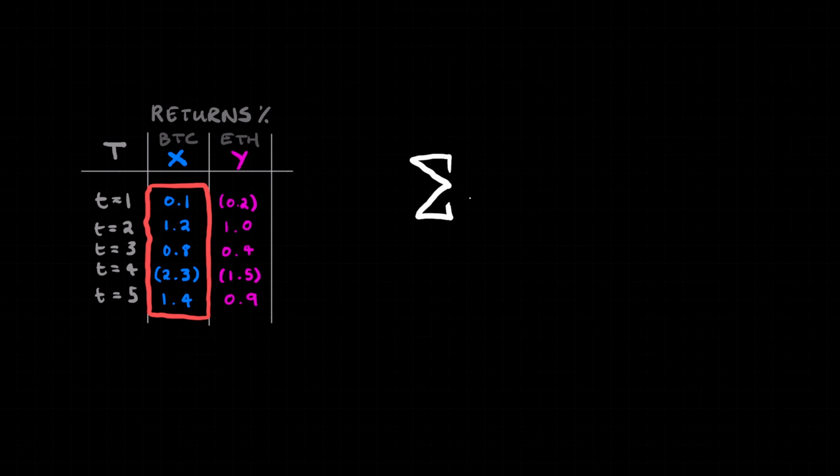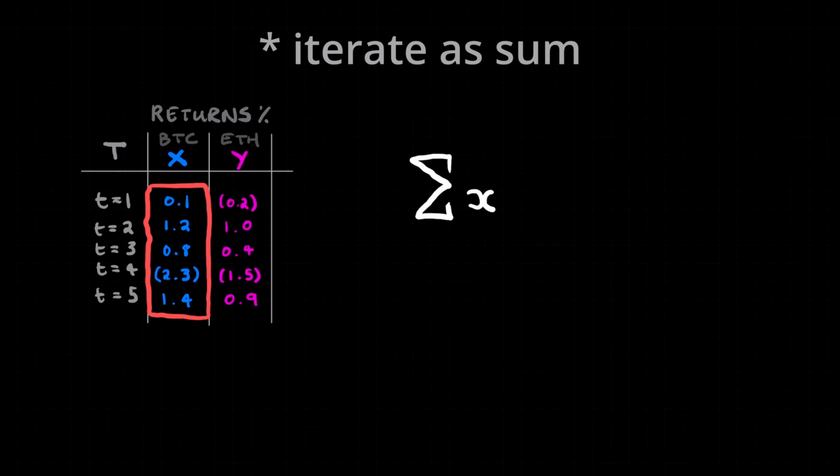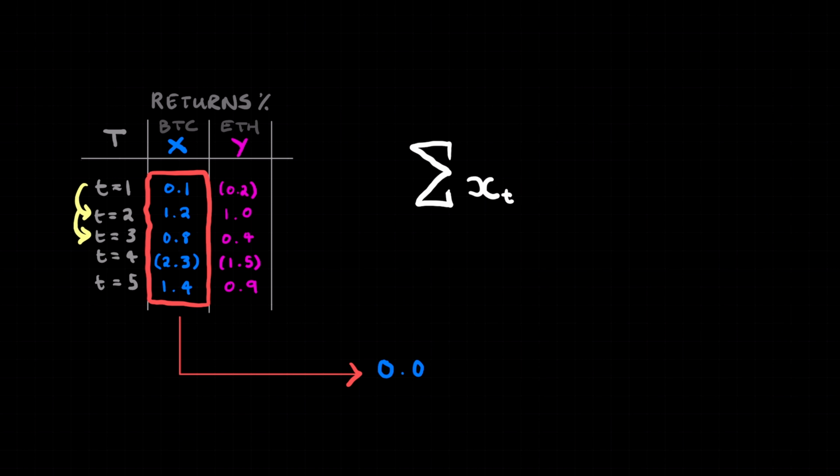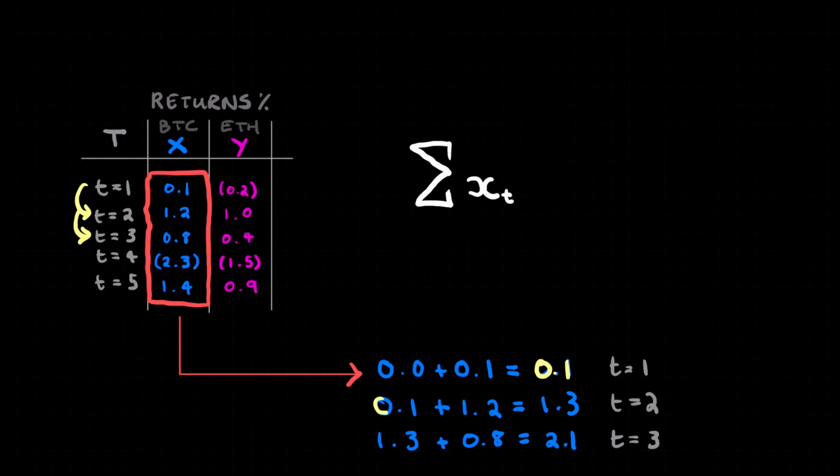So sigma means to iterate over something. And here we're going to iterate over x at time t. So we're going to start with time t equals 1, then t equals 2, then t equals 3. And this sigma sign means to add to itself. So it's going to iterate over this column of x in this case. And it's going to take x at whatever time t and add it in the next iteration. So it's going to start with 0.1 and add that to 0, because that's the first item. Then it's going to go to t equals 2 and add 1.2 to 0.1, which would give us 1.3. And then add 1.3 to 0.8, giving us 2.1, and so on and so forth. So that is the math notation for sum.